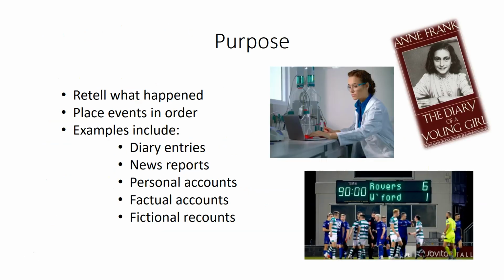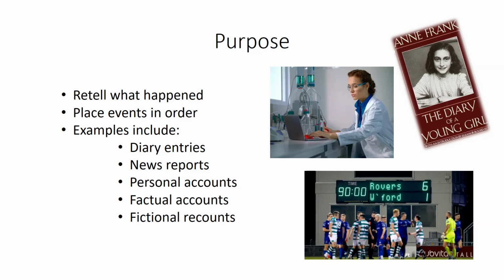The purpose of a recount is to retell something that happened. To do this, we pick out the most important events and write them in order. A very common type of recount is a diary entry, but it's also very important for news reporting and sports coverage. Some recounts are personal accounts, where the writer tells us about something they did and how they felt.